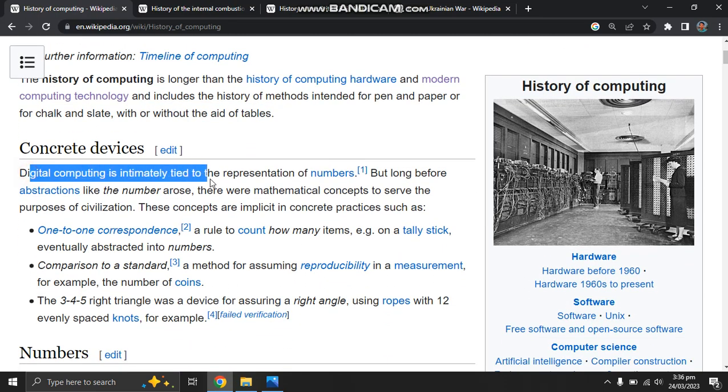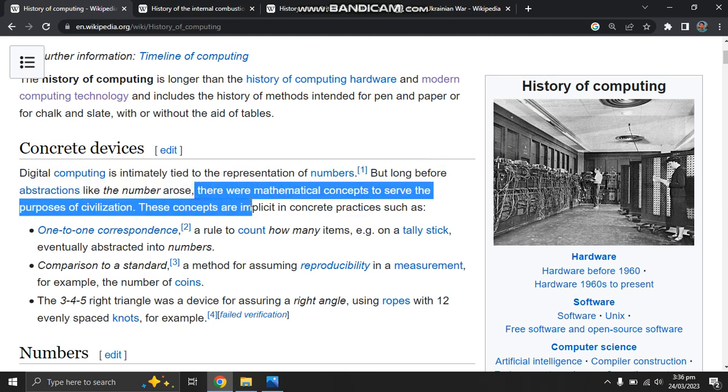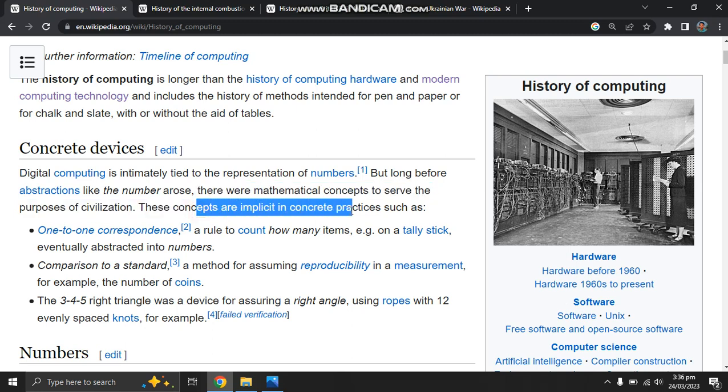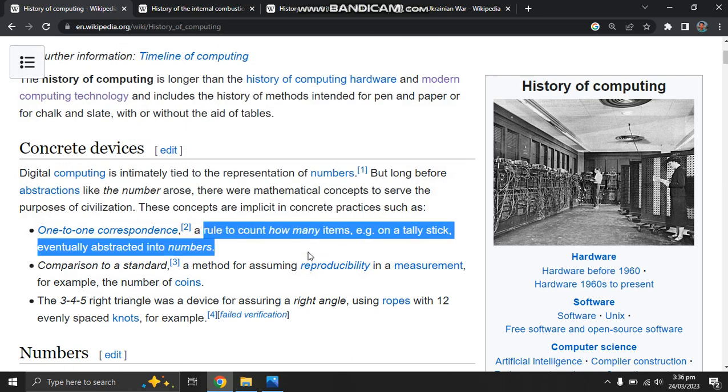Digital computing is intimately tied to the representation of numbers, but long before abstractions like the number arose, there were mathematical concepts to serve the purposes of civilization. Those concepts are implemented in concrete practices such as one-to-one correspondence, a rule to count how many items, for example on a tally stick, eventually abstracted into numbers.